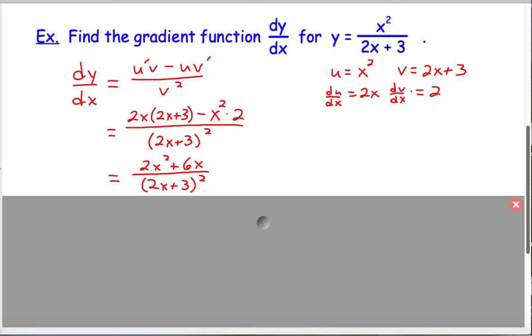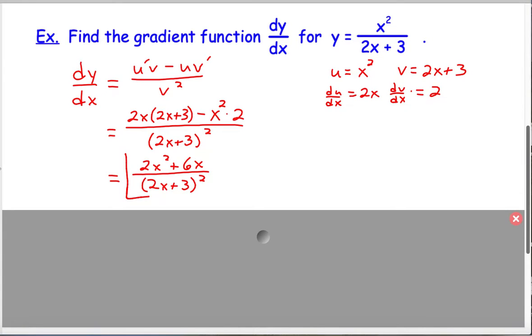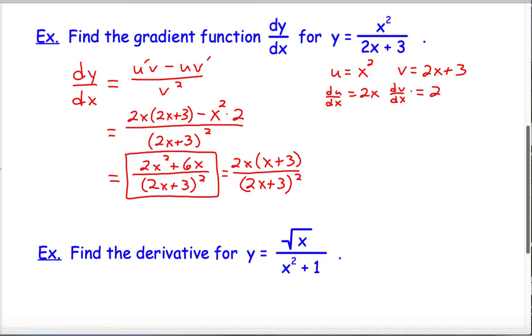Now, could you factor an x out of the numerator? Yes, but that's not going to help you cancel anything, will it? But what if we factored out a 2x in the numerator? And then we're left with what? x plus 3. But that still won't help us cancel anything in the denominator. So either form would be correct, but really no need to do extra work to factor unless you can cancel something. All right, let's try one last example.